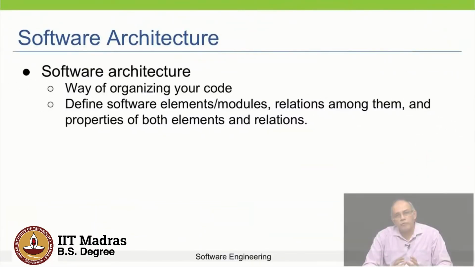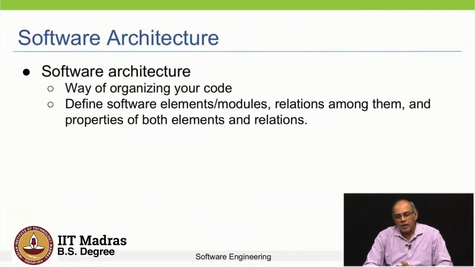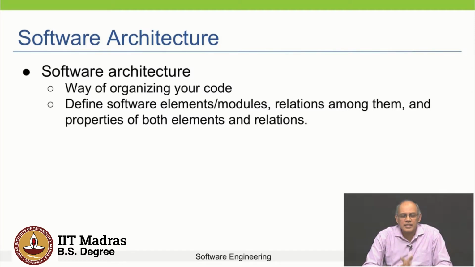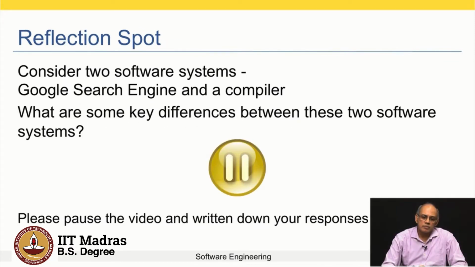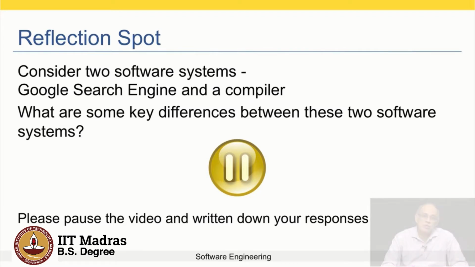It defines the software elements or modules, the relations among them and the properties of both the modules and the relations. Now, this might all sound very abstract, so let us see some examples. So, here is a reflection spot. Let us take an example of two software systems, Google search engine and another which is a compiler. If we consider these as software systems, what are some key differences between these two systems?